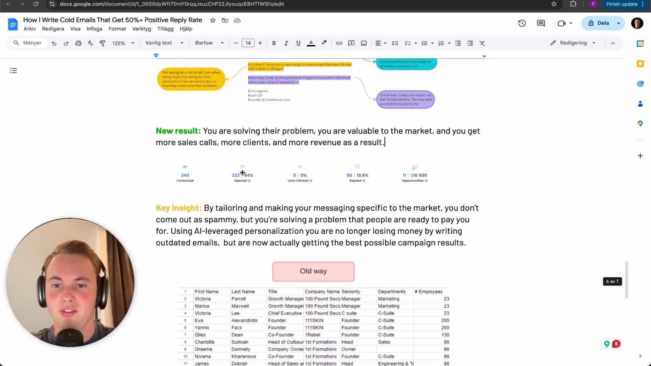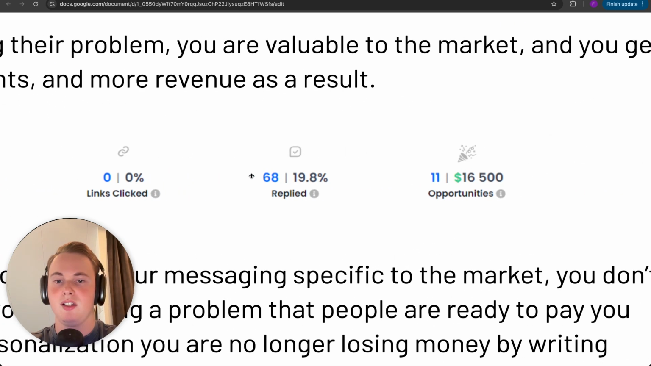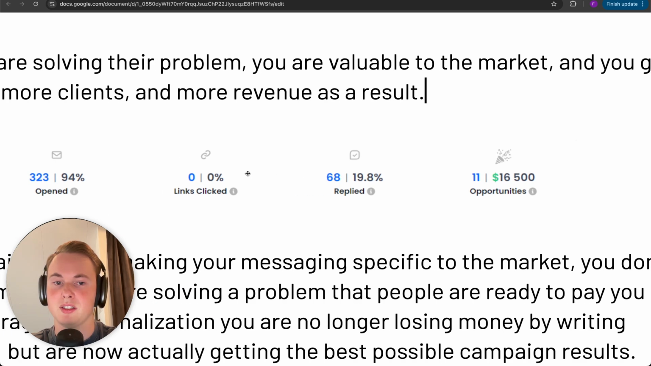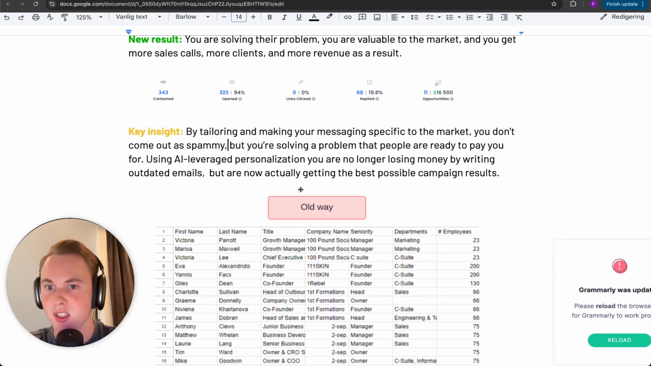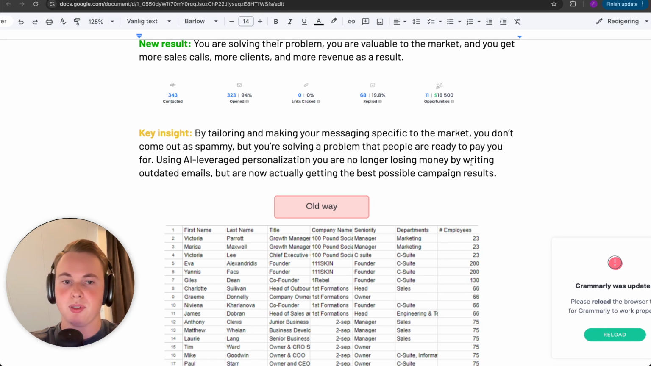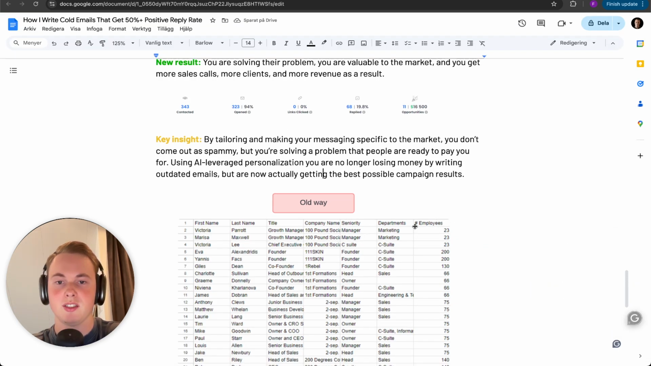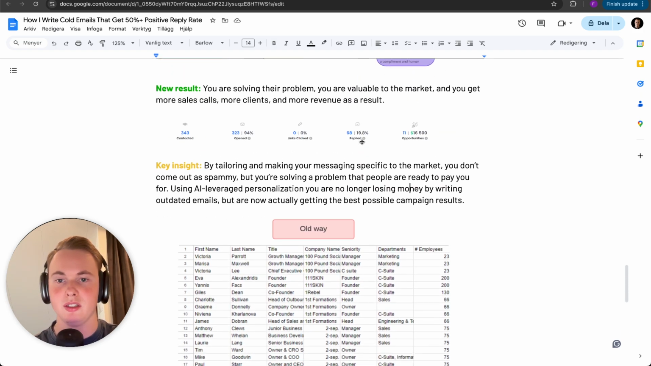So instead of getting a 25% open rate, you could expect a 94% open rate, and instead of a 0.9% reply rate, you can expect a 19.8% reply rate. So basically, if you tailor and make your messaging specific to the market, you don't come out spammy. So you also save your deliverability, and you solve a problem that people are ready to pay for. And by using AI-leveraged personalization, you're no longer losing money by writing outdated emails, but you're actually getting the best possible campaign results. And there's less chance of ending up in the spam folder.